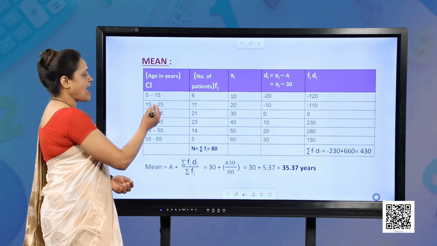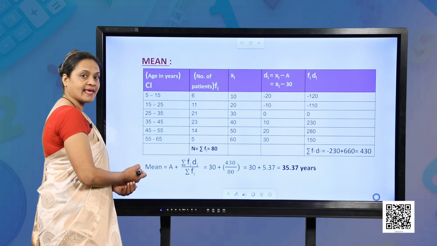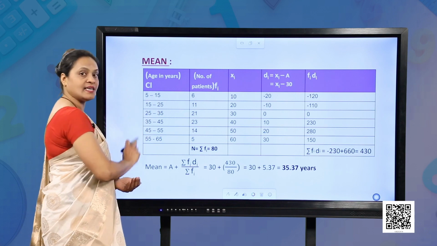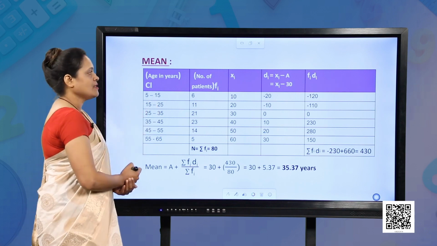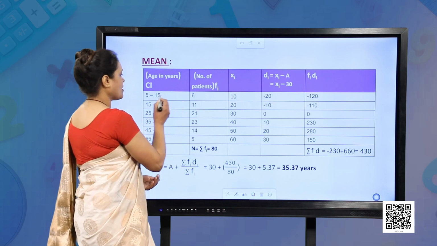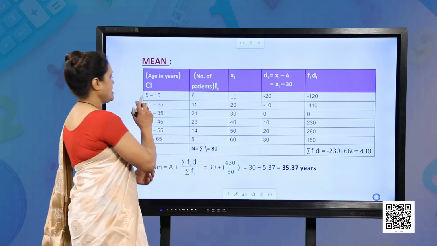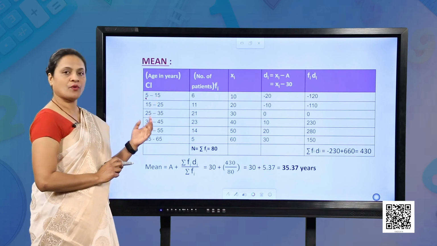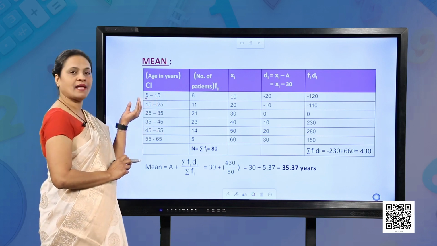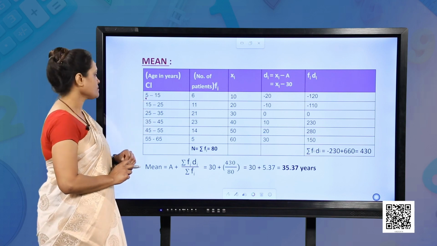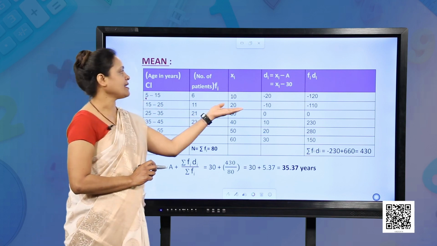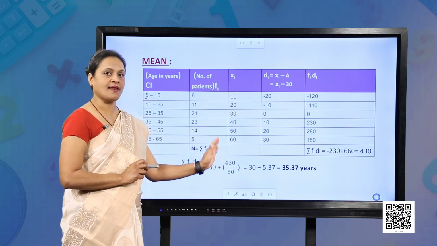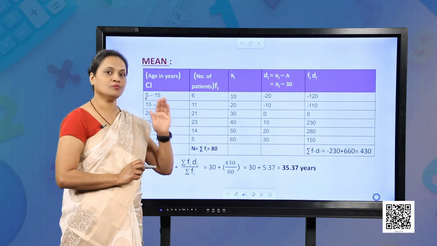In that case, I will first calculate xi. Remember, that was the class mark of each class interval, that is the mid value. When I calculate xi for the first class interval, it is 10. You can see 10 lies between 5 and 15. And what was the formula? Upper limit plus lower limit upon 2. For the second class interval, it is 20. So, calculating all the xi's, I can now take my assumed mean.